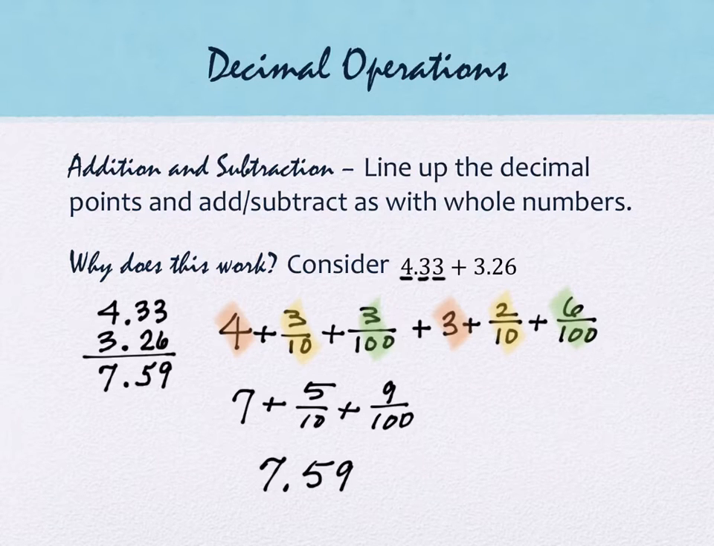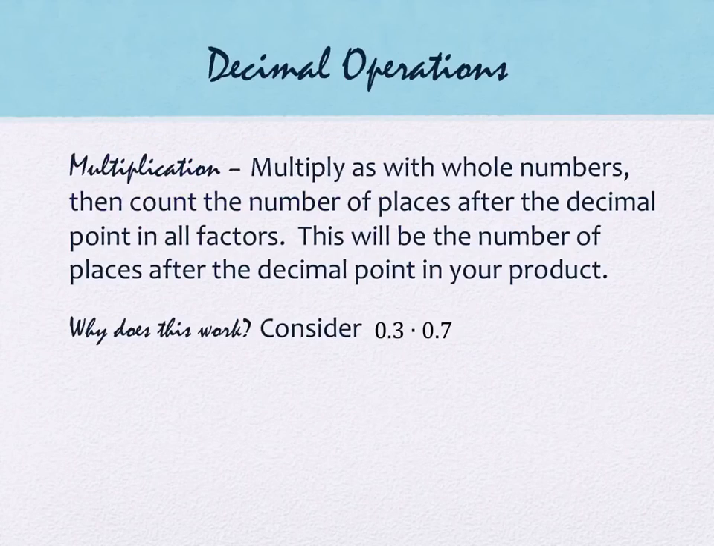All right, so addition, subtraction. The next one would be multiplication. So multiplication, multiply as with whole numbers. And then you count the number of places after the decimal point in all of the factors, all the numbers you multiplied. And this will be the number of places after the decimal point in your product.